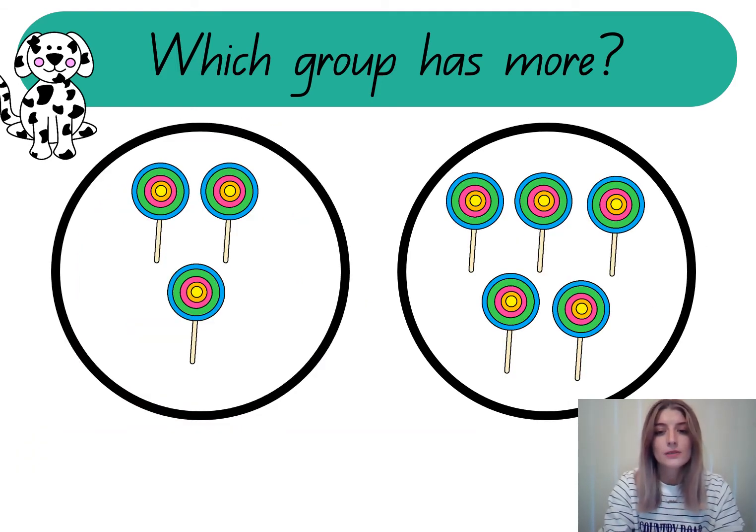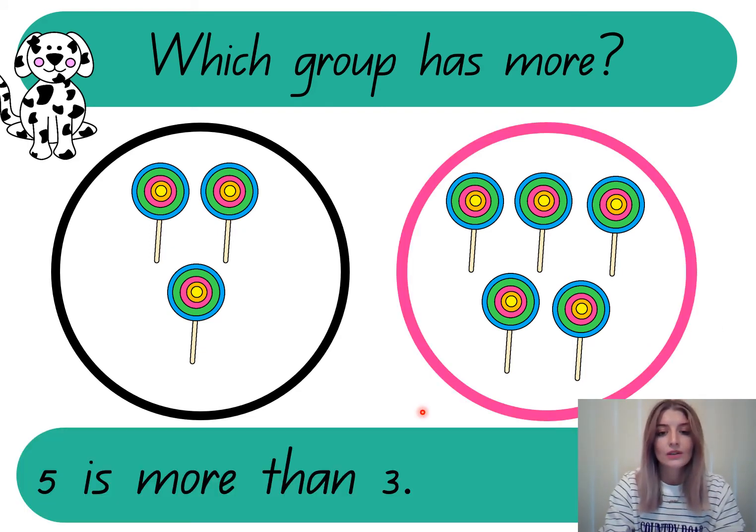Okay, what about this one? Which group has more lollipops? Group number 1 or group number 2? I want you to count them and then put your finger on the group that has more. Good, group number 2 has more because 5 lollipops is more than 3 lollipops. 5 is a bigger number than 3.